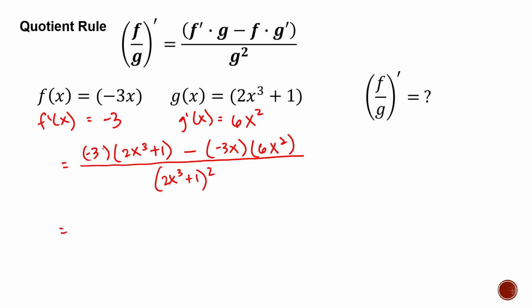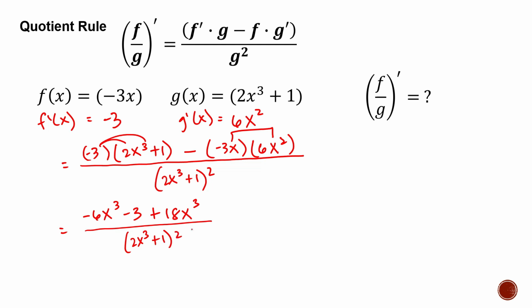Alrighty, so let's simplify this. Negative 6x raised to 3 minus 3. Alright, okay, let's combine these two first. That's negative 18x raised to 3. That'll be plus because of this. So plus 18x raised to 3, all over 2x raised to 3 plus 1, squared.